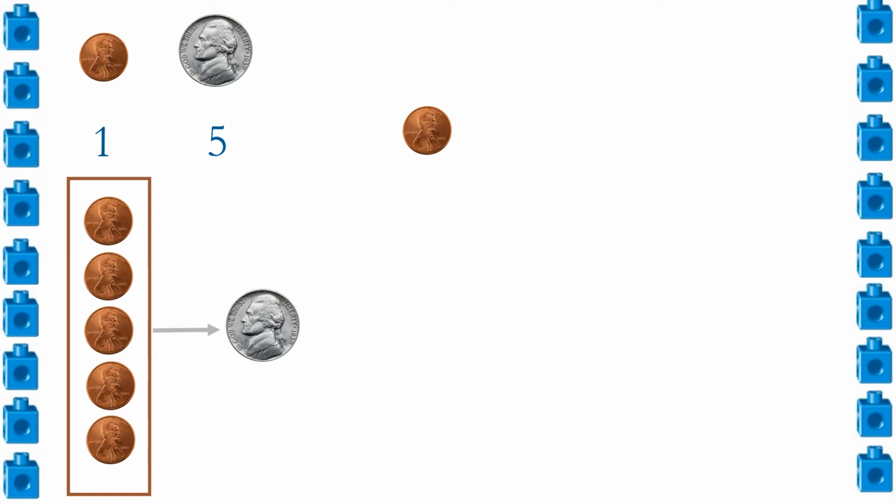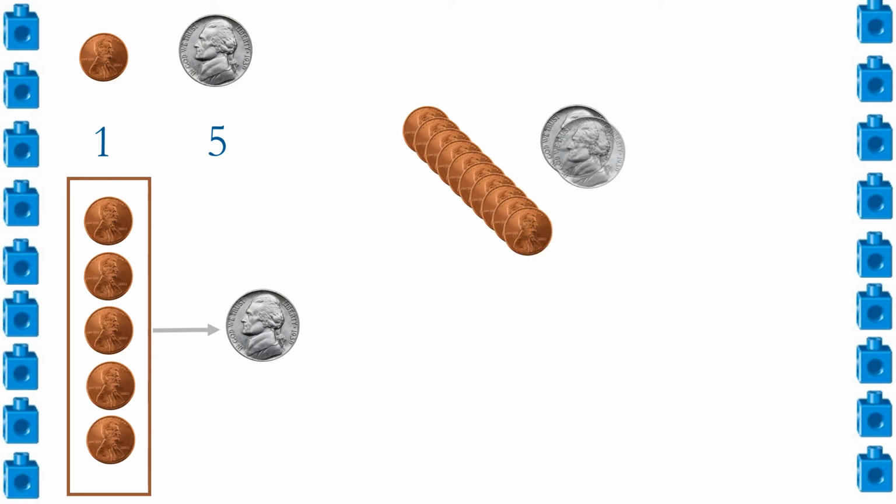So if we have 10 pennies, 1, 2, 3, 4, 5, 6, 7, 8, 9, 10, it's the same as having 2 nickels. Okay, because 5 plus 5 equals 10. Nickels are pretty convenient things.